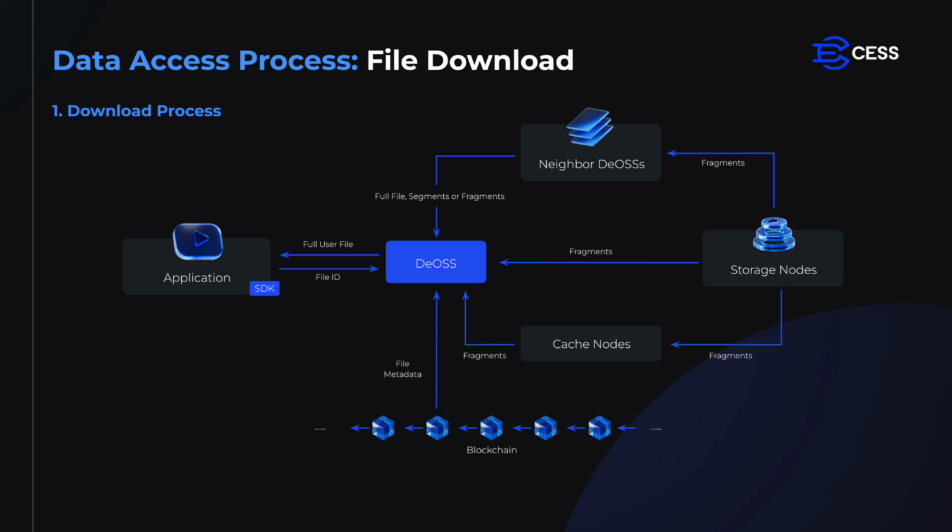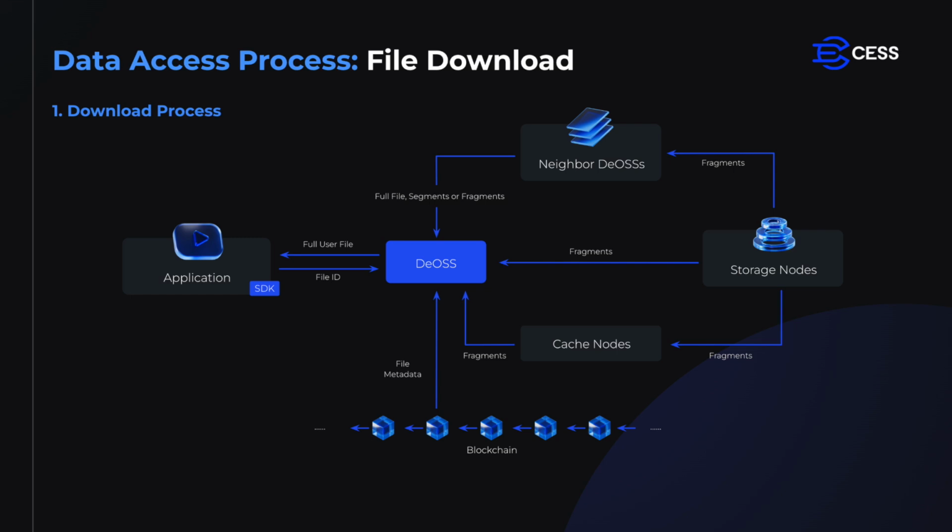If the file isn't found in the local cache, DeOSS proceeds to the next step, querying the on-chain file metadata. This metadata contains vital information about the storage node location of the data fragments, allowing DeOSS to efficiently locate the necessary parts of the file. Once the storage locations are identified, DeOSS downloads the required data fragments from the corresponding storage nodes. Remarkably, only 1/3 of the total fragments need to be retrieved to reconstruct the complete file. This capability is a result of the redundancy and data distribution mechanisms in place, ensuring that the file can be fully restored even with partial data availability.